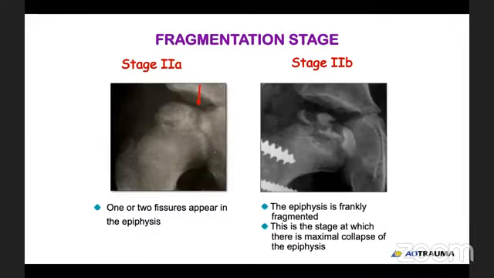Then the next stage is the fragmentation stage. We know that this is the crucial stage of Perthes disease, that once it goes beyond the avascular stage, and as new blood vessels start forming within the epiphysis, remember that avascular bone is hard bone. It does not collapse. The chance of collapse happens in stage 2, what's called the stage of fragmentation.